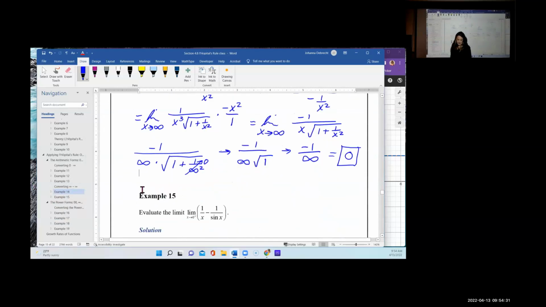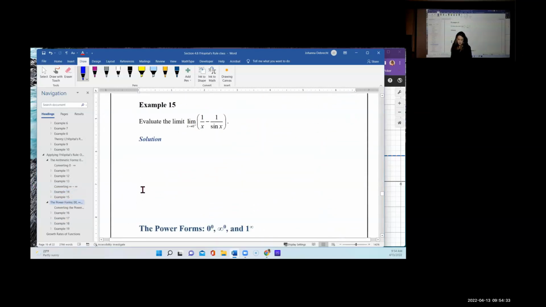Okay, we have one more example to do before we get into the power forms. And this is 1 over x minus 1 divided by sine of x. So in this one, we need to have a common denominator. We can try various things. The trig function that we have is already written in terms of sine, so there's no obvious way to get a common denominator. If I had tangent or secant, I could write them in terms of sine and cosine and see if I could get a common denominator that way.